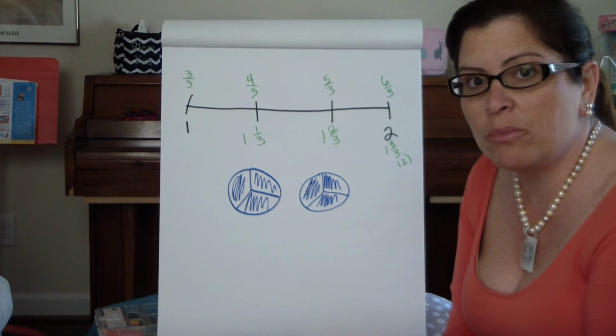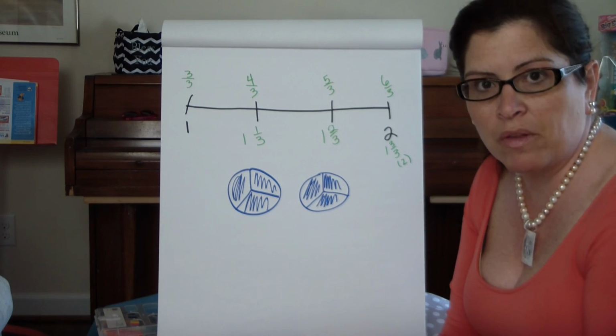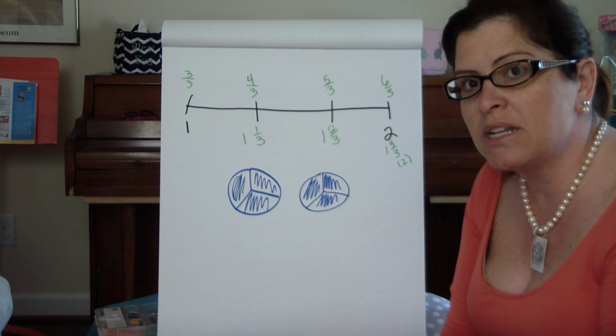And that's it. That's simply how you make models to match your number lines when you're making improper fractions and mixed numbers. Okay?